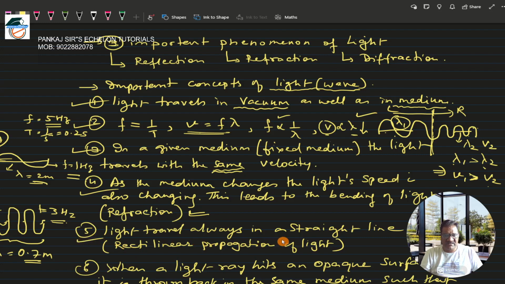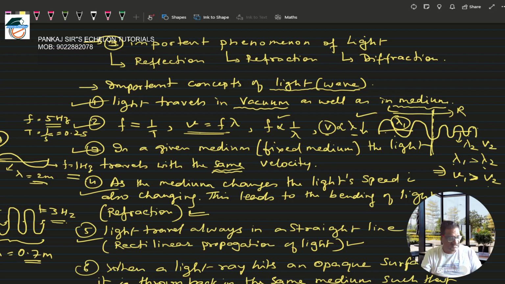Light travels always in a straight line, and this particular thing is known as rectilinear propagation of light. See, light will always travel in a straight line unless and until by some obstacle or by some artificial means you are changing the direction of the light. That is a different thing.